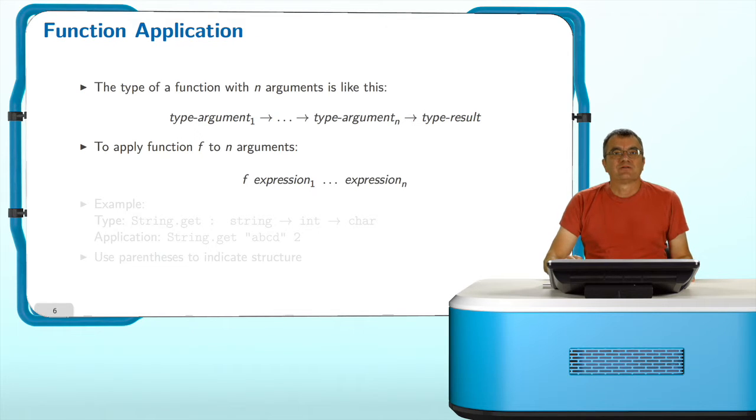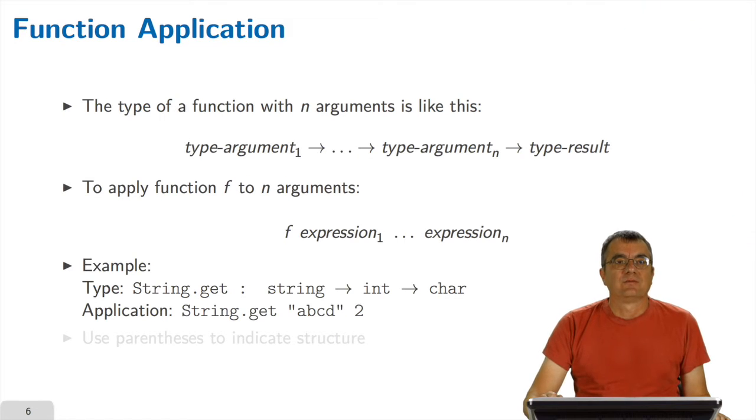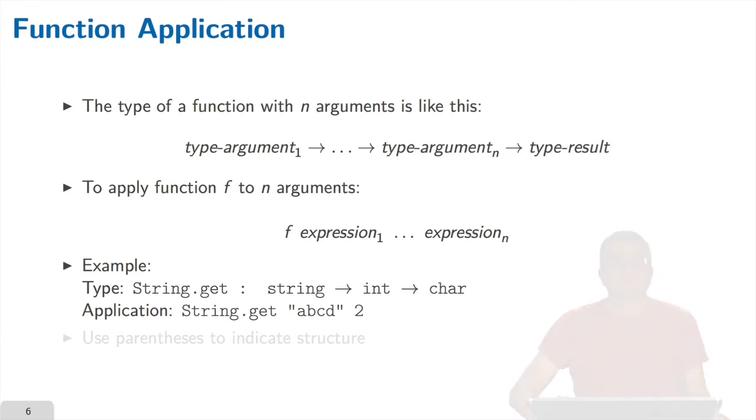To apply a function with several arguments, you just write the name of the function followed by the different expressions which calculate the values of the arguments. For example, you might have a function like String.get, which expects first a string, then an integer, and which returns a character, and you would apply this function just by writing down String.get, then the string, and finally the integer. And this would give you, in this case, the letter C, since strings are indexed starting from 0.